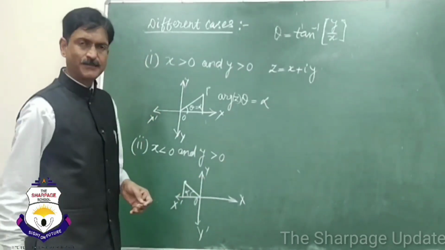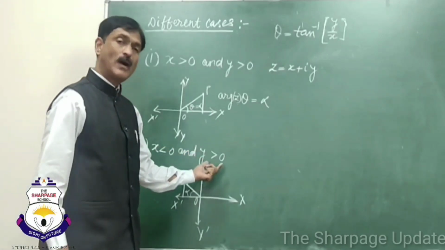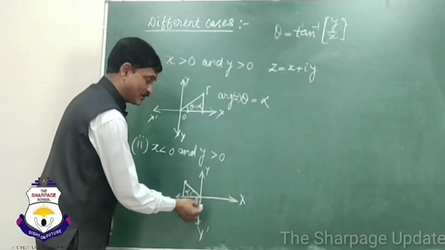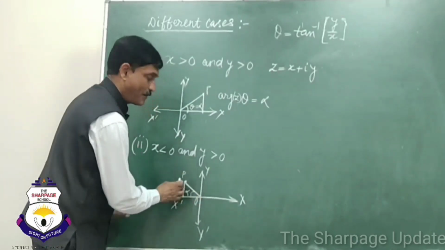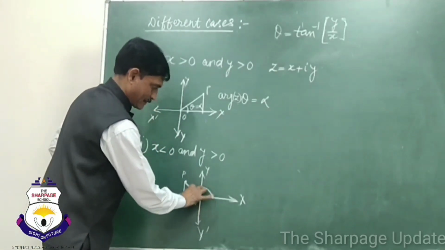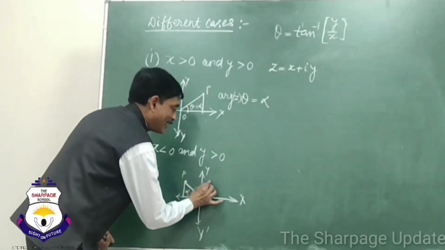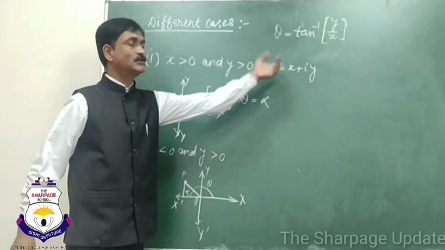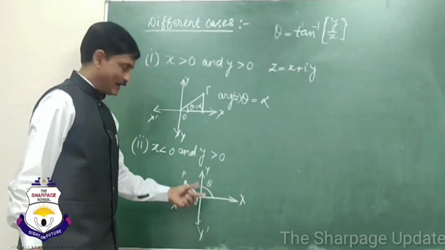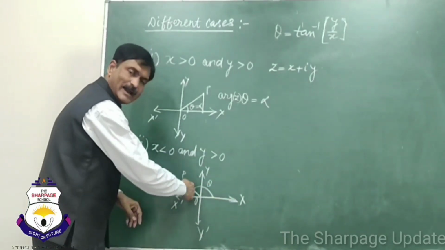this axis. So in this case, when x is less than 0 and y is greater than 0, the argument, meaning the angle which the line OP makes with the positive direction of x, is this angle. And this angle is known as the argument theta of this complex number. You can see here, theta equal to pi minus alpha. Pi is the straight angle.